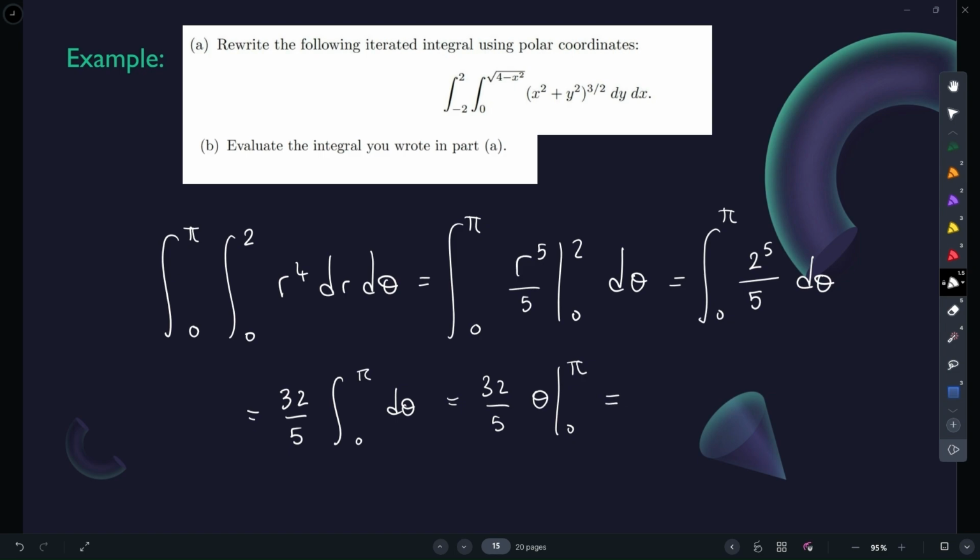And at pi, I get pi. At 0, I get 0. So this is 32 pi divided by 5, and that is the value of the integral we were trying to compute. And I think this is a lot easier to do in polar coordinates than it would be to try to do it directly in Cartesian coordinates.